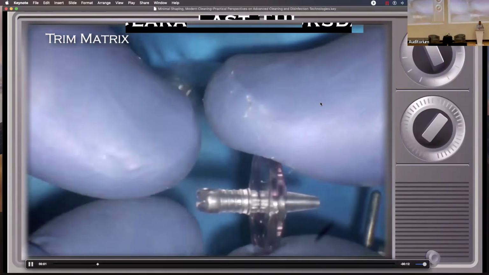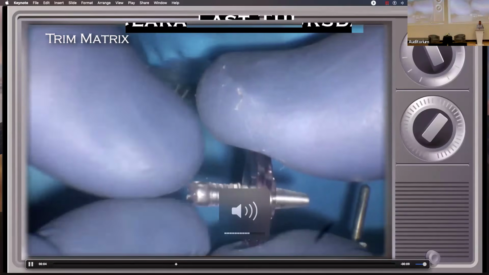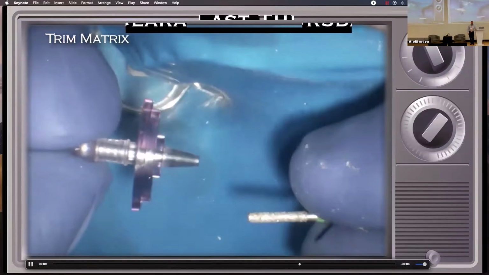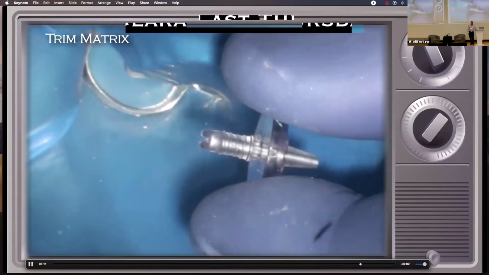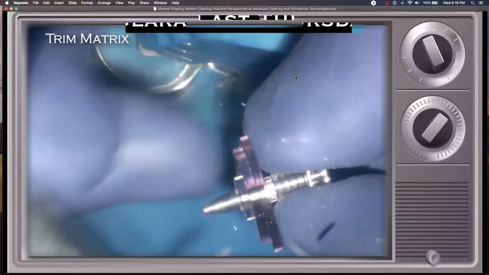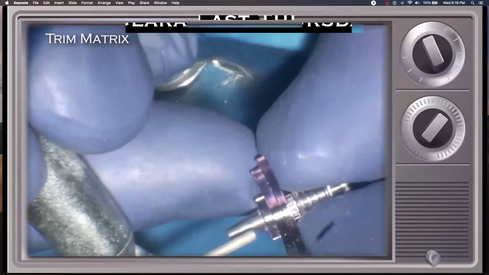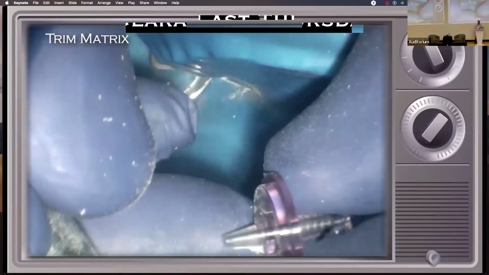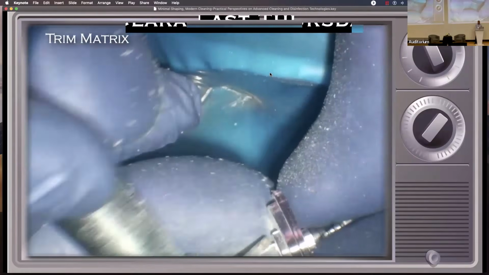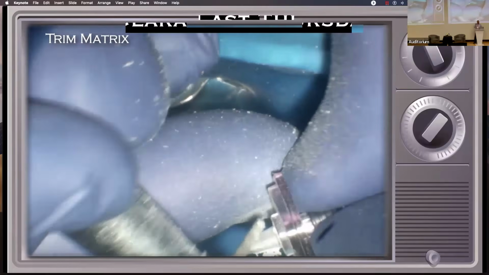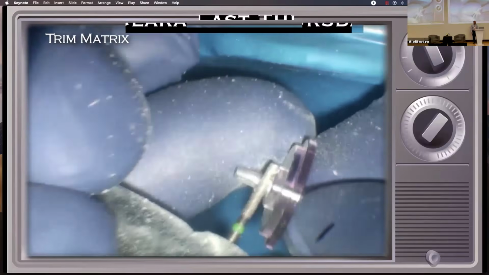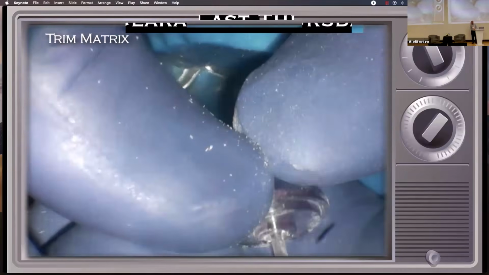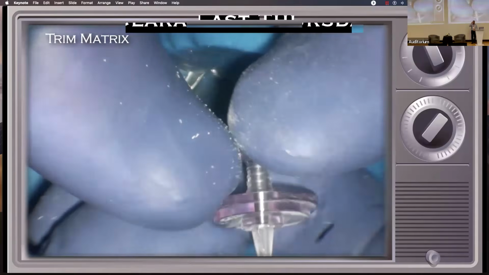I trim it to be the same as the handle, so it'll be skinny in this way and fatter in that way. I use a diamond cylinder. I'll go into the diamond and I'll knock the burrs off. So you can see that the matrix is skinny one way and fat the other way.